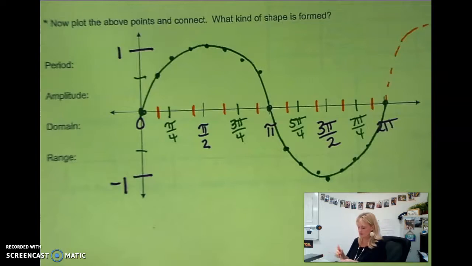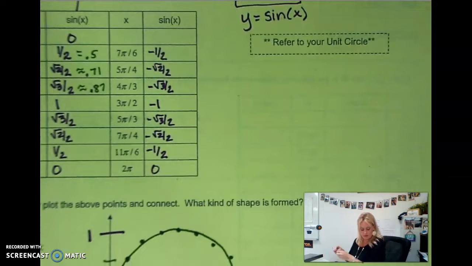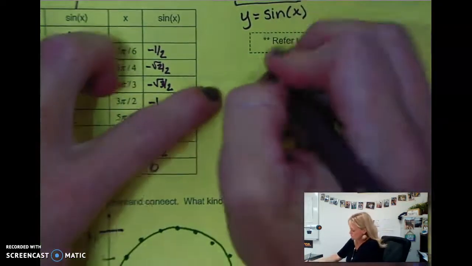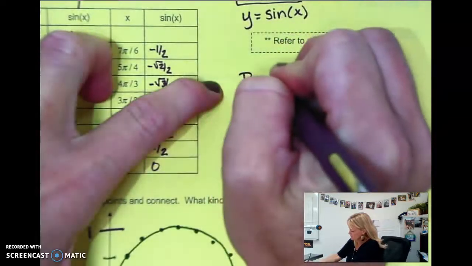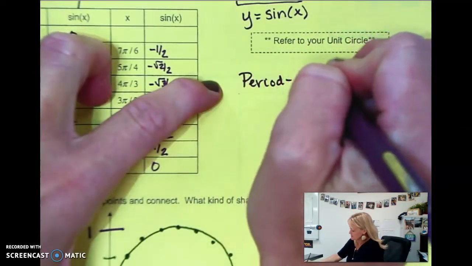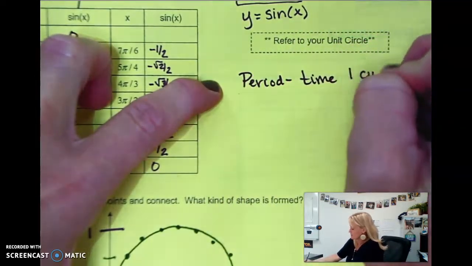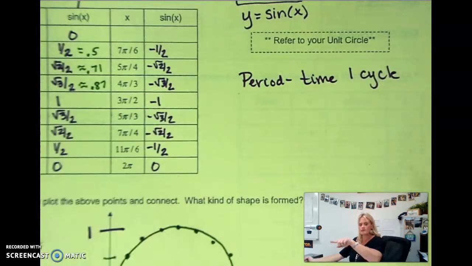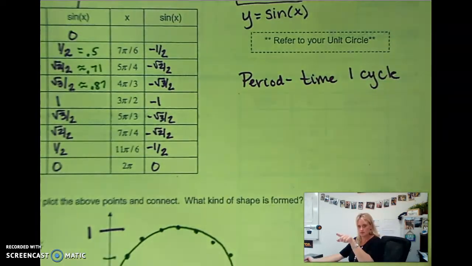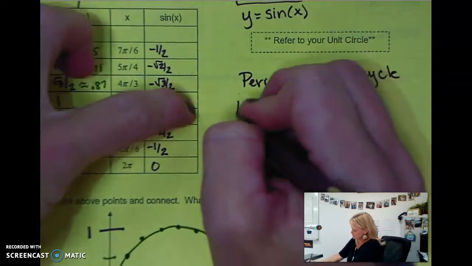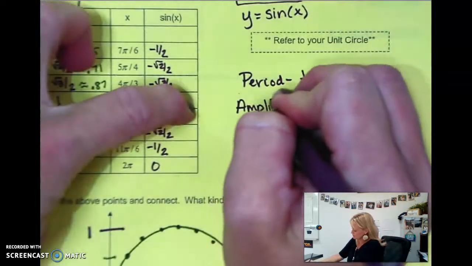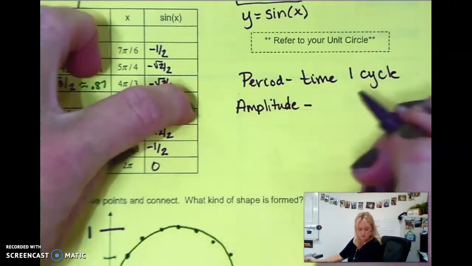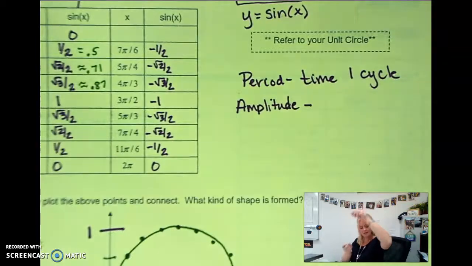So we need to talk about some important terms here. First of all, when we talk about period in terms of our graphing, period has to do with the time that it takes to complete one cycle, meaning one time around the unit circle. The amplitude, you've heard that term before, hopefully. Amplitude has to do kind of with like the height of something.